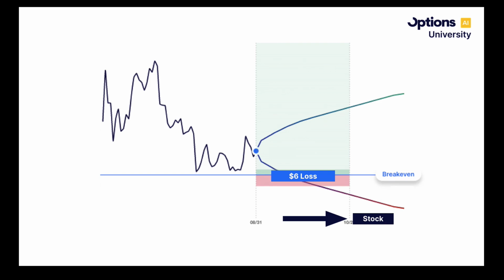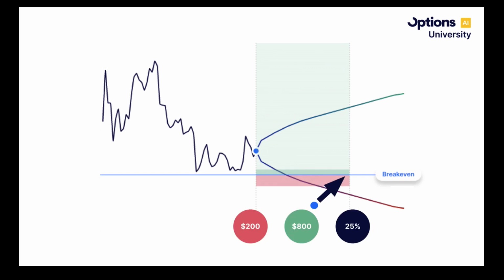From a trade dynamic standpoint, it is as if this credit put spread is now an out-of-the-money debit call spread. It needs the stock to get back above the original trade's break-even to not be a loser. The updated expected move can be helpful here, as well as updated metrics like probability of profit, probability of max gain, and probability of max loss, which can be found on the position page on Options AI.